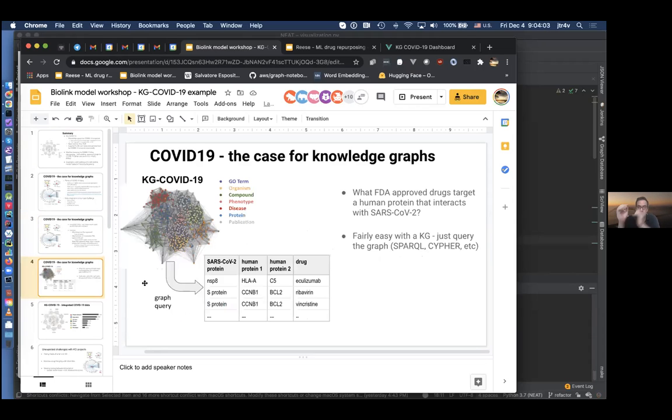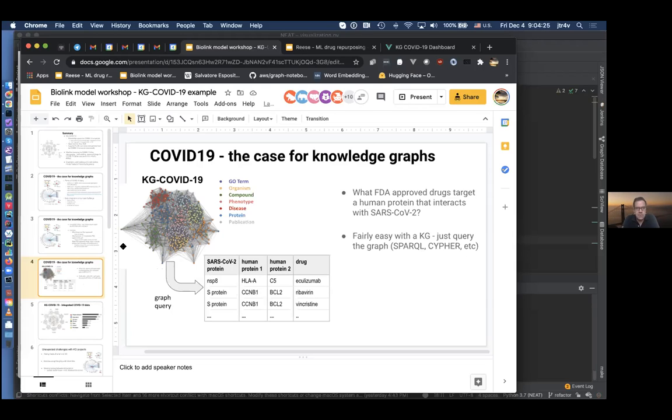And this is a case where knowledge graphs really shine. So for that example I just gave, once you go to the trouble of making the knowledge graph, it's really just some kind of graph query, like a SPARQL or a Cypher query. And this is an example of exactly that. And these are real things that came out of that preliminary analysis we did several months ago.